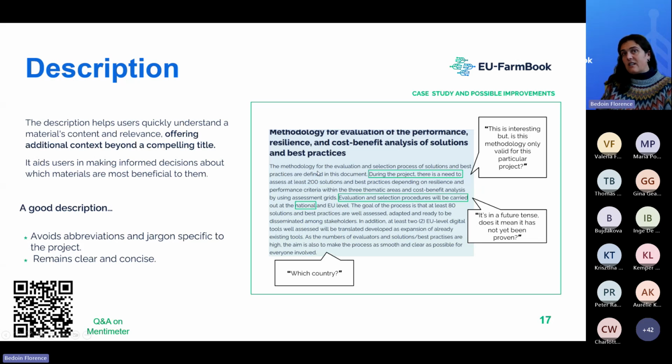It should be clear and relatively short. And here, in this example, it's an okay description, but there are some things that could be improved. If we look at this sentence, "during the project, there is a need to assess," as a reader, you think, okay, but is it then relevant for me or not? I don't know the project.